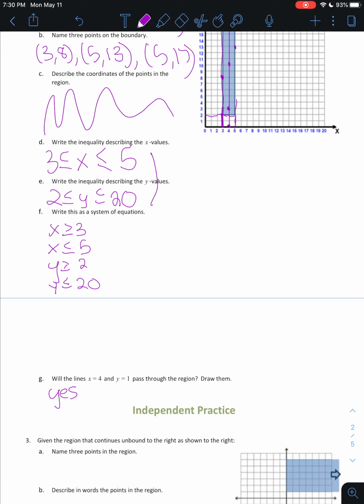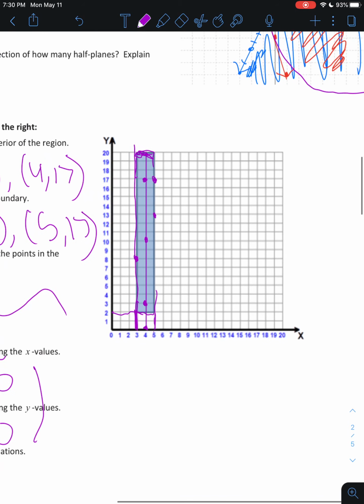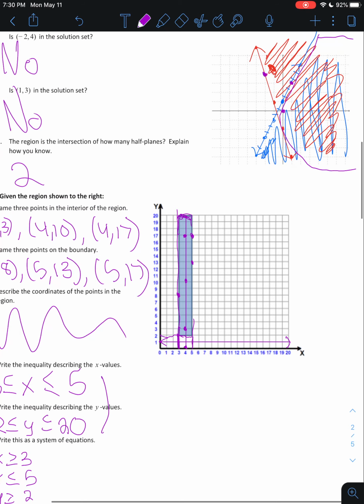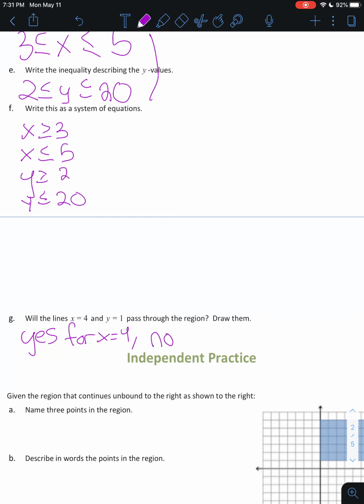So yes for x equals 4. And let's look at y equals 1. So for y equals 1, we look at the y-axis. We have the 1 down here, right? So then the line y equals 1 is kind of like that. And since it does not go through our little blue rectangle, it would not be in the region. So that would not be part of the solution. So no for y equals 1.